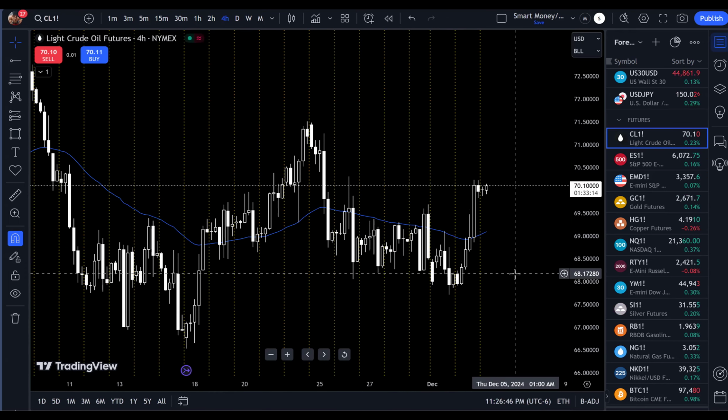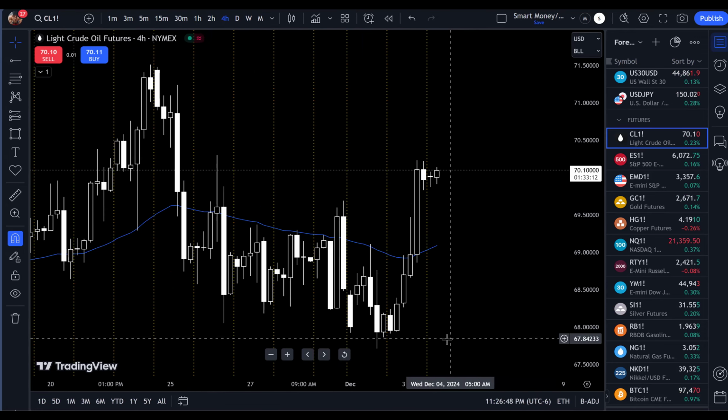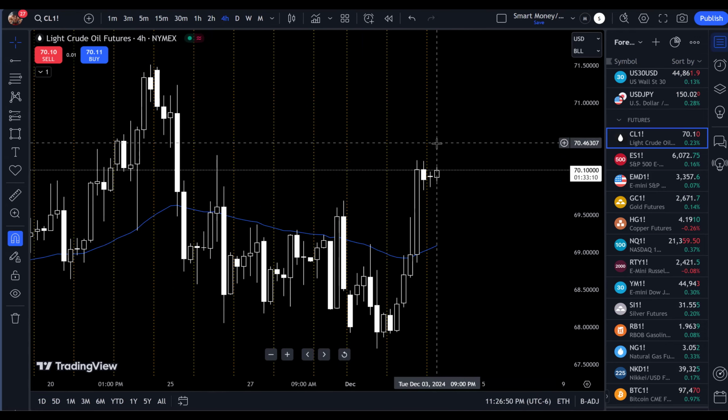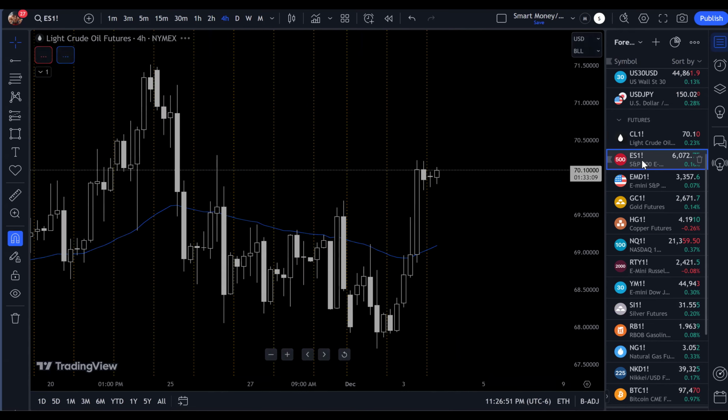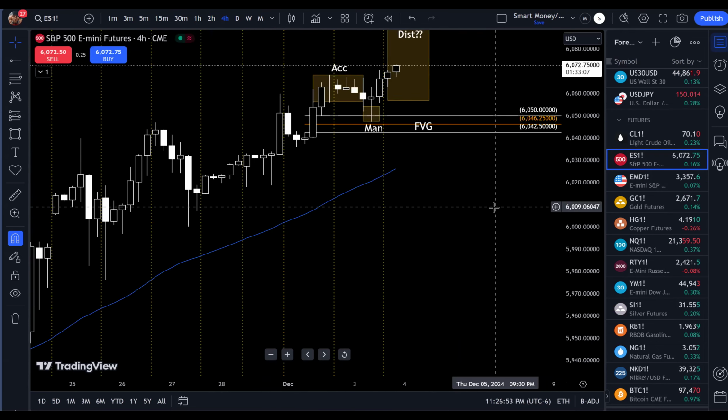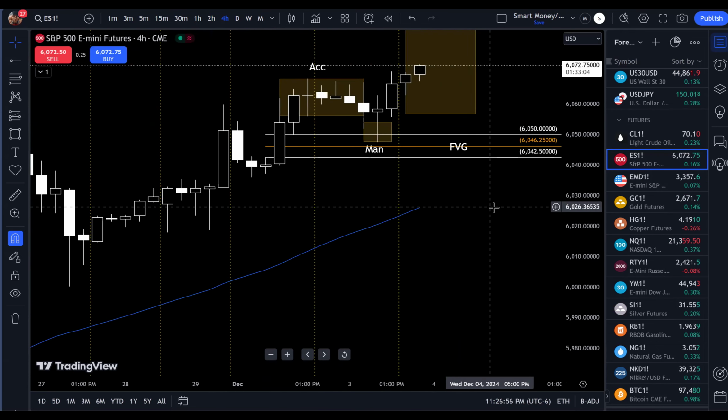Erase drawings. All right, crude. Let's see. Crude. That's the 4. Let's look at ES. Ooh, ES looks perfect. All right, so check this out, y'all. See how I got it drawn out? Check this out. This is the 4 hour. I'm going to explain to you guys what you're looking at.